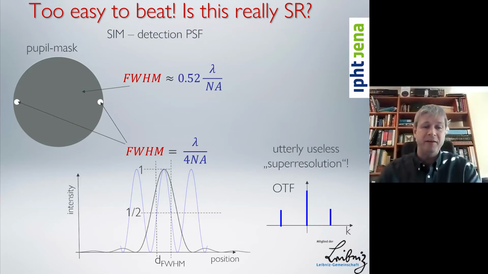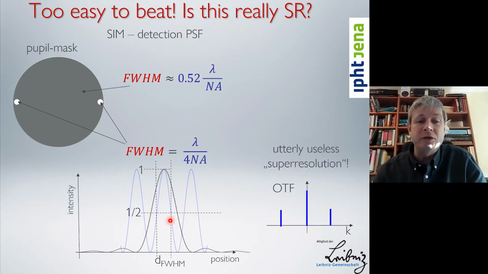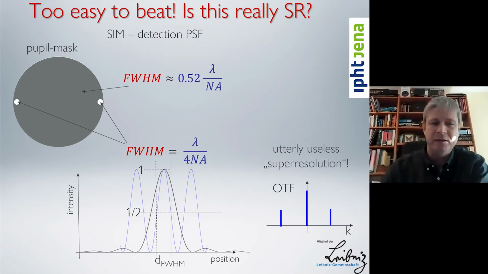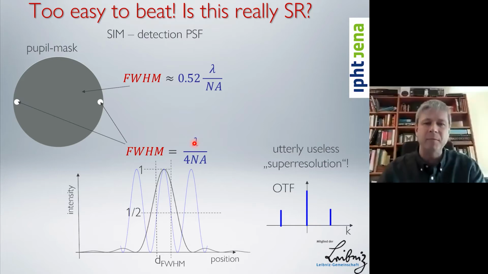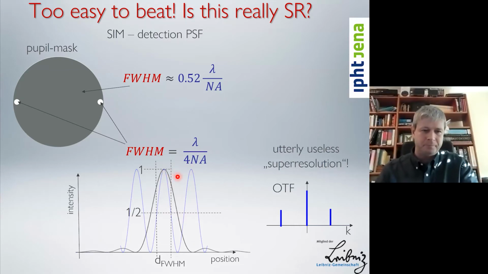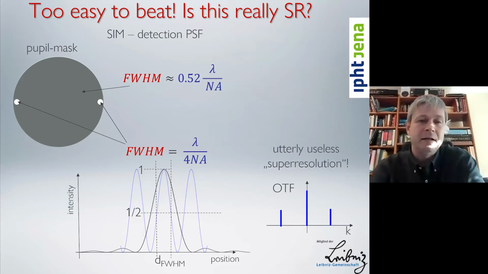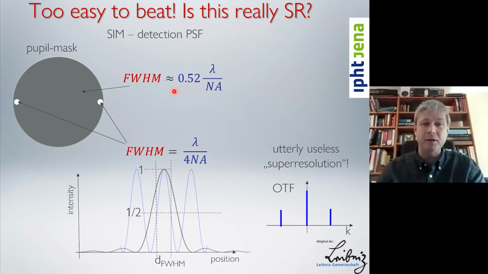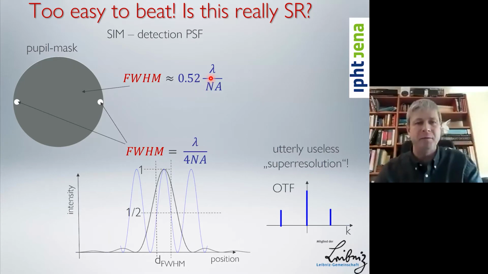Nevertheless, the full width half max would tell us, oh, it's a great super resolution microscope, because it has a significantly smaller full width half max. As you see by the equation, it's actually λ/4NA that we get here at the full width half maximum, because it's just half the distance between max to max. And λ/4NA is a lot smaller, by almost a factor of 2, than 0.52 λ/NA.